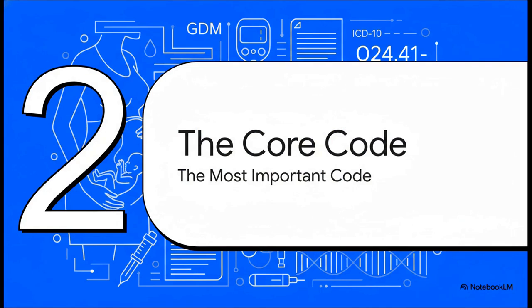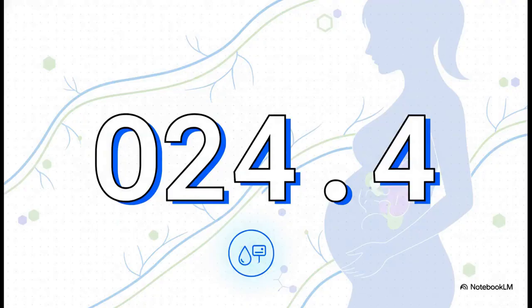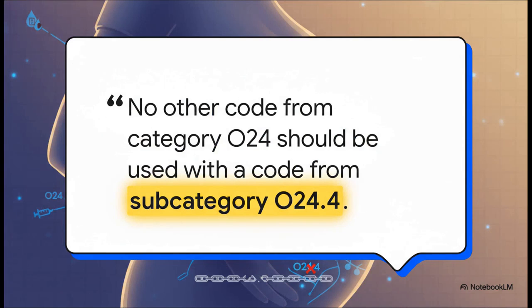Okay, so we know what it is. Now let's talk about how we code it. And when it comes to GDM, there's really one core code subcategory that you absolutely have to know inside and out. This is it, O24.4. I want you to burn this one into your memory. This is the home base for every GDM code. It's your single source of truth. But, and this is a big but, right out of the gate, there's a critical rule attached to it that you just cannot forget. And this rule is totally non-negotiable.